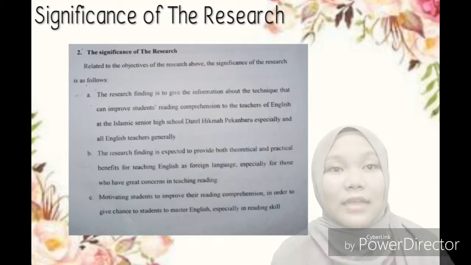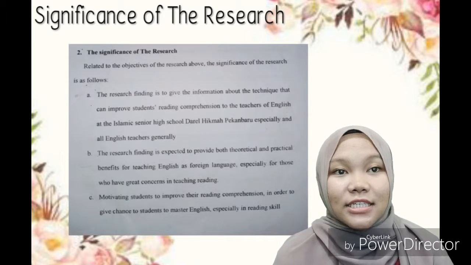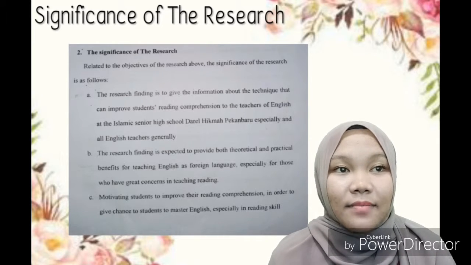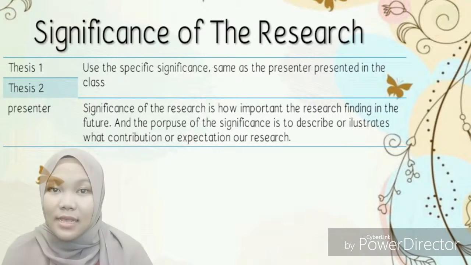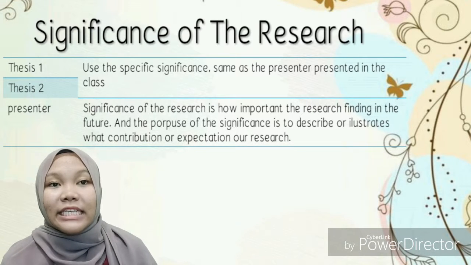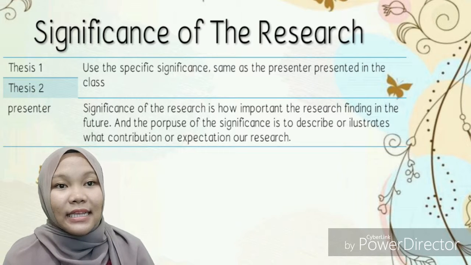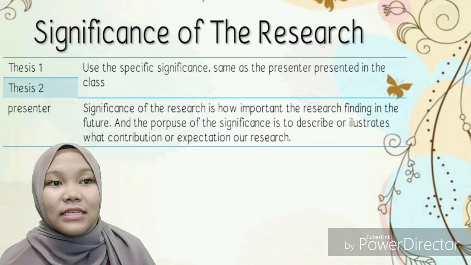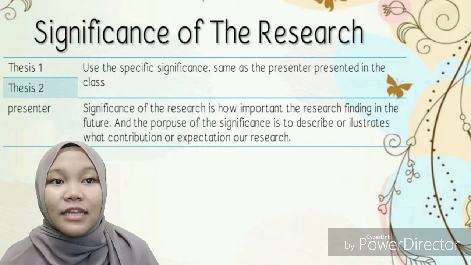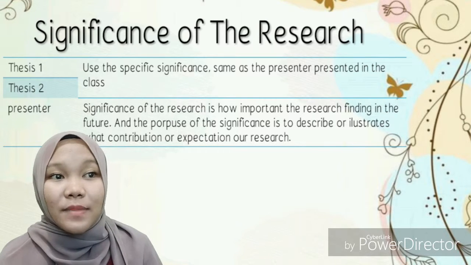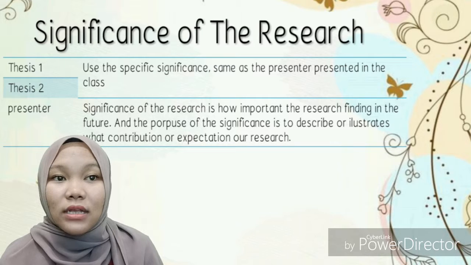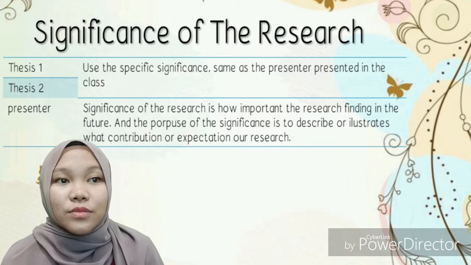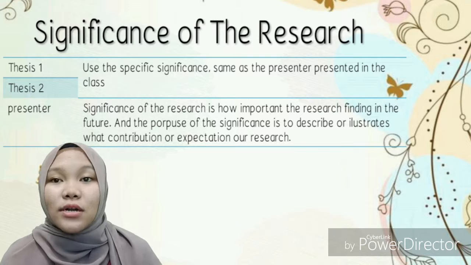Now we will try to compare and analyze the significance of the research from the thesis and from the presenter. From the thesis, the researcher used a specific significance, the same as the presenter presented in the class. The presenter explained that the significance of the research is how important the research finding is in the future. And the purpose of the significance is to describe or illustrate what contribution or expectation our research has.